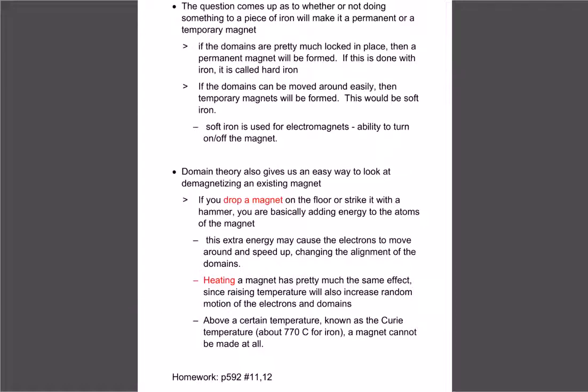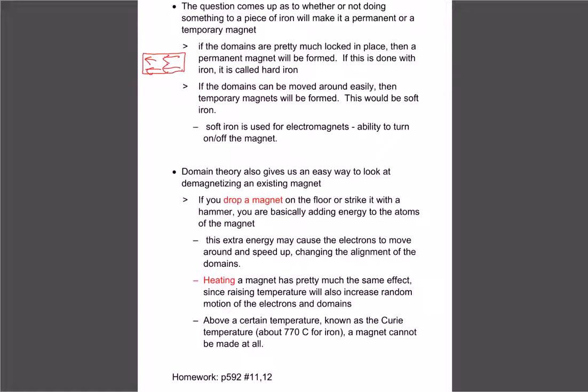So the question then is, if you make something magnetic, how do we know if it's going to be a permanent magnet or a temporary one? Basically the idea is, are the domains locked in place? So if you take a chunk of iron, and when we form it, we lock those domains into place, then we'd say it's going to be a permanent magnet. And we call that hard iron.